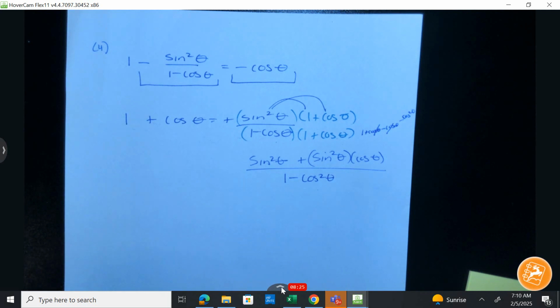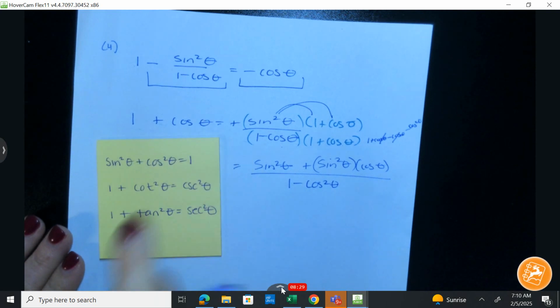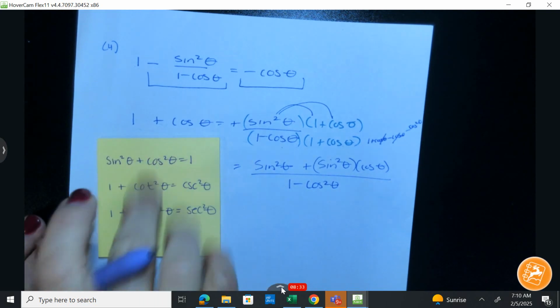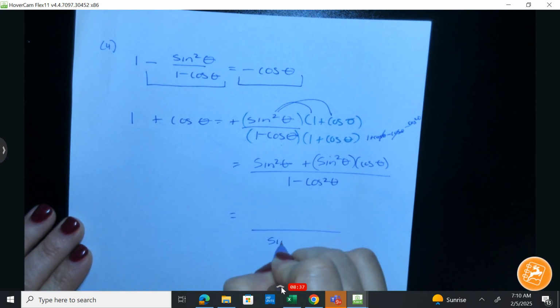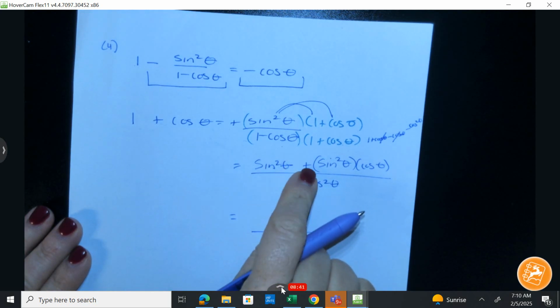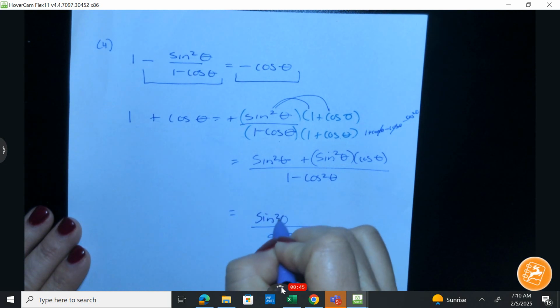Now I recognize that 1 minus cosine squared theta, I got to bring this back up. 1 subtract cosine squared theta is the same as sine squared. So let me rewrite the denominator. I'm going to come back to the numerator, sine squared theta. I have two terms separated by a plus sign. Notice that both terms have a sine squared. So let's factor out that sine squared.